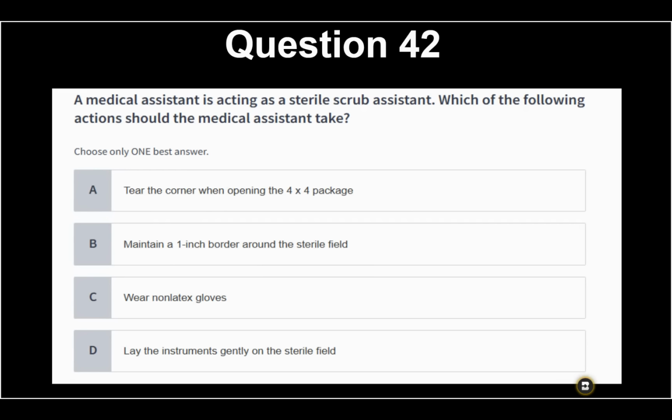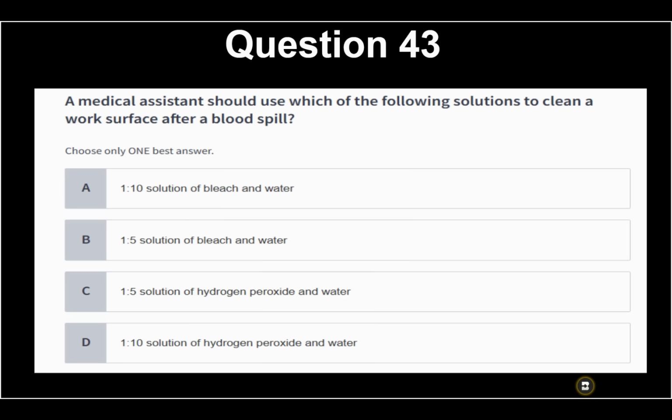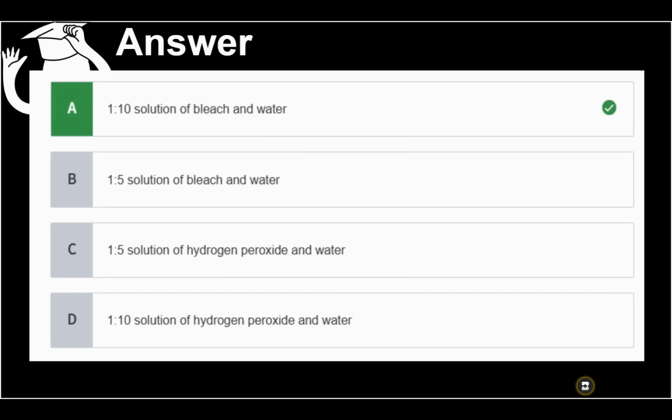Question 43. A medical assistant should use which of the following solutions to clean a work surface after a blood spill? A. A 1 to 10 solution of bleach and water. B. A 1 to 5 solution of bleach and water. C. A 1 to 5 solution of hydrogen peroxide in water. Or D. A 1 to 10 solution of hydrogen peroxide in water. If you said A, a 1 to 10 solution of bleach and water, then you are correct.